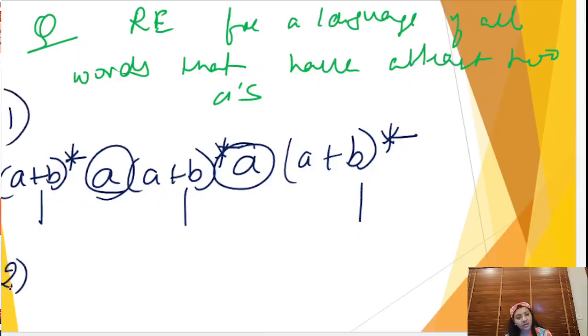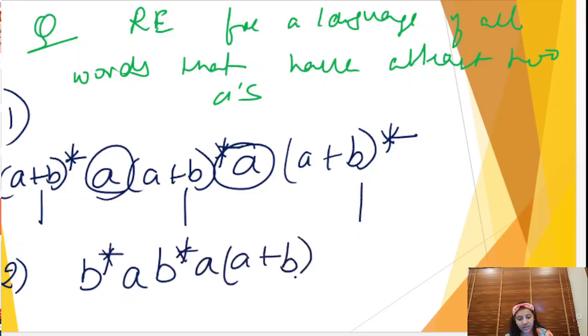I can have another regular expression for this language. Let's say if I say this A is mandatory and I can have any string of B before this. Similarly, I can have any string of B after this. Then another A, then (A+B)*. Again, every possible string will be formed from this also, right? I can have any possible string from this also.